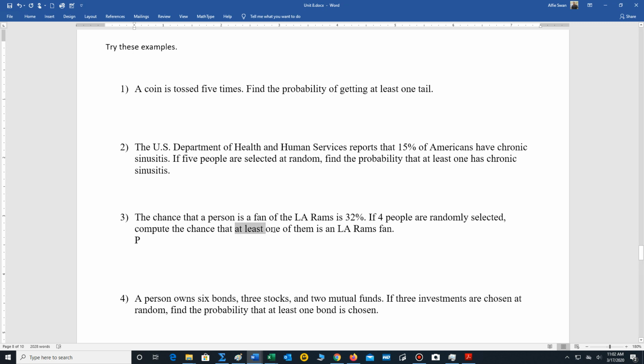Once we see our keyword, which is at least 1, that tells us we will apply the formula. So the formula says the following: it's 1 minus the probability that none is a Rams fan, LA Rams fan.